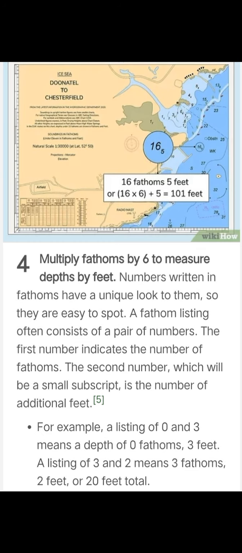4. Multiply fathoms by 6 to measure depth in feet. Numbers written in fathoms have a unique look to them, so they are easy to spot. A fathom listing often consists of a pair of numbers. The first number indicates the number of fathoms. The second number, which will be a small subscript, is the number of additional feet. For example, a listing of 0 and 3 means a depth of 0 fathoms and 3 feet. A listing of 3 and 2 means 3 fathoms, 2 feet, or 20 feet total.